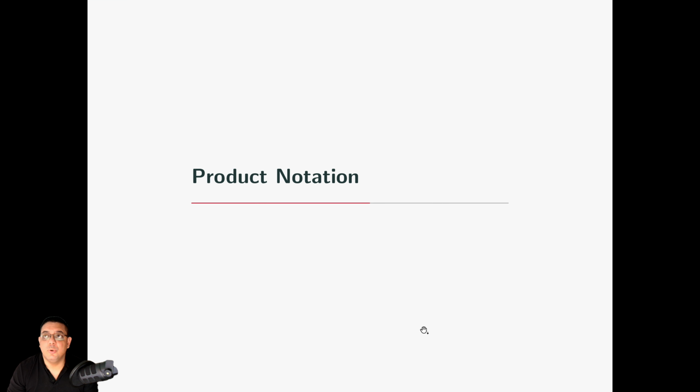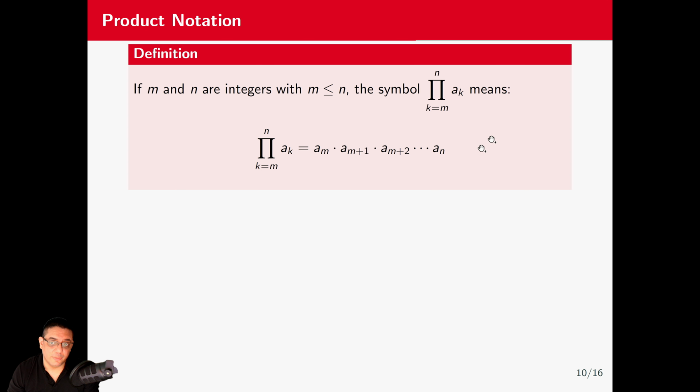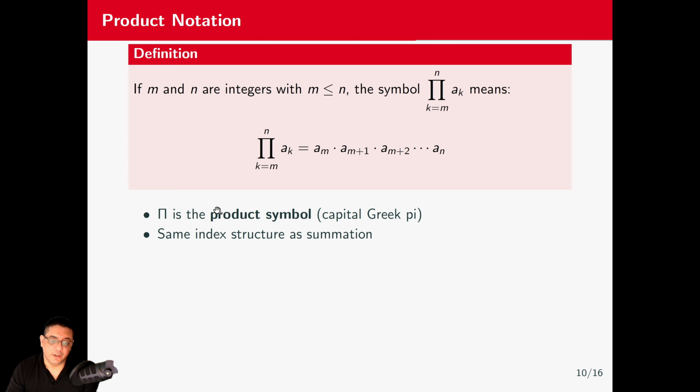Now, in the same way that we have sums of sequences, we can also have products. So with the product notation, it's going to be more or less the same idea. With m less than n, the symbol of multiplication from k equals m to n of a_k means that you're just multiplying the numbers from the point m to the point n. And so this will be a_m times a_(m+1) times a_(m+2) up to a_n. So here, this capital Greek letter pi is going to be the product symbol. And we have the same index structure as in the summation.